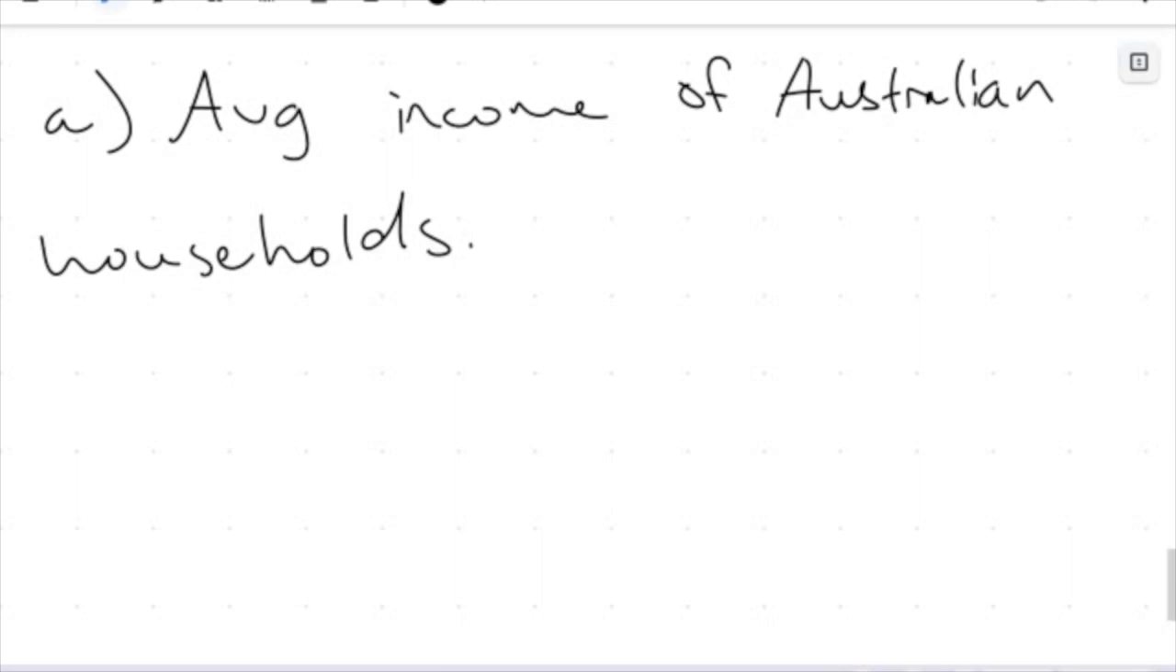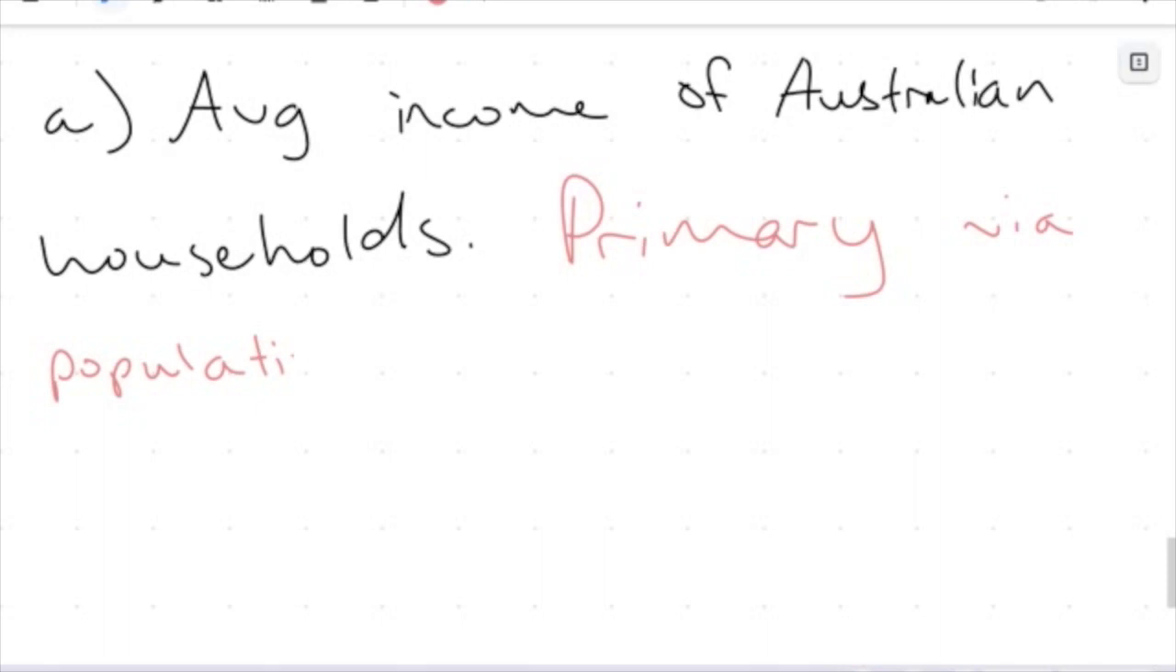So to do this, they're going to run some big survey. So this will likely be, well, it will be a primary source of data. And this will be via, for example, a census, via a population census. Because here we want to just justify why we've chosen this. Average income of Australian households is probably carried out by some kind of government body, some organization, because this is a pretty important piece of data for the government to know.